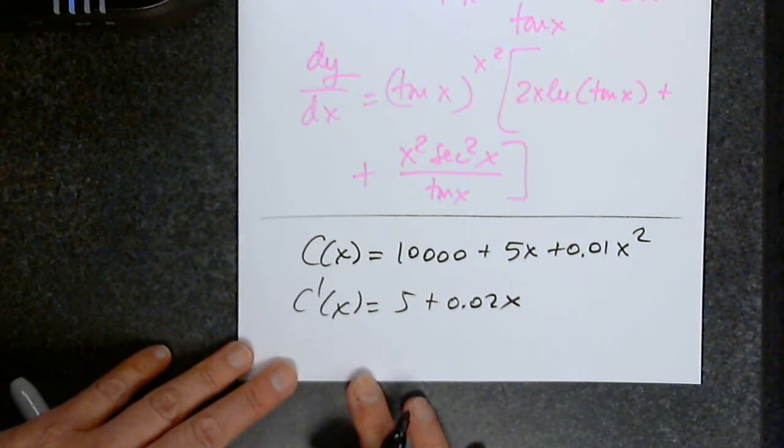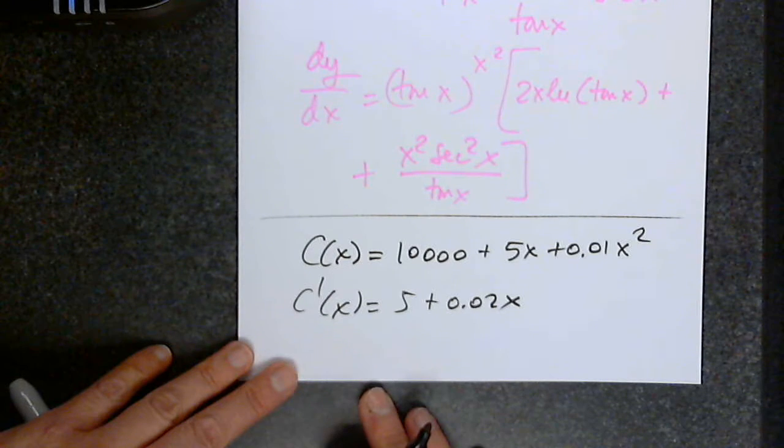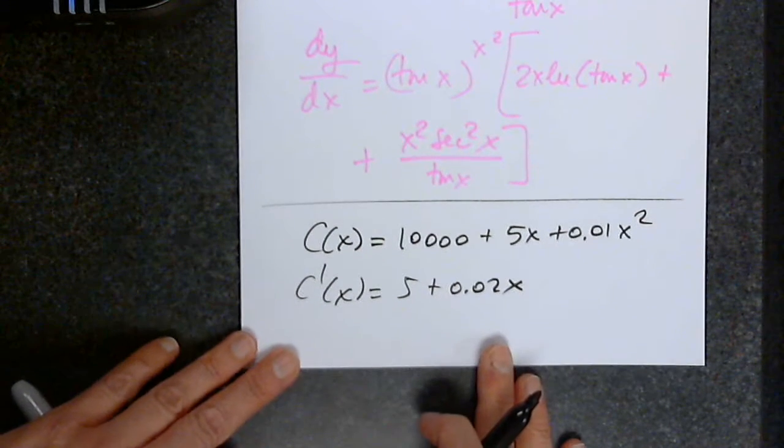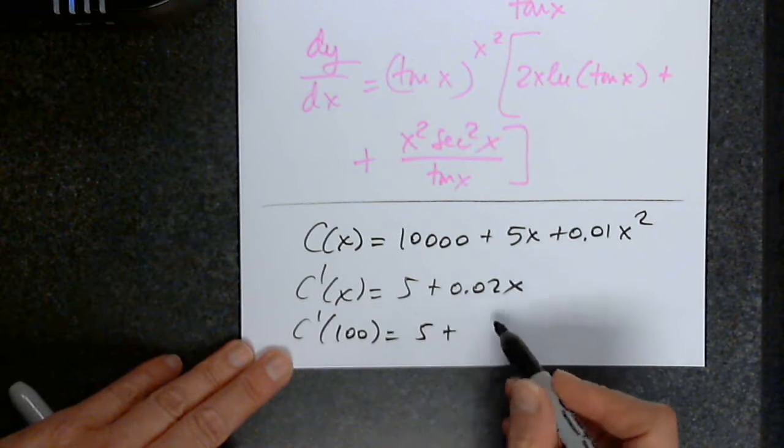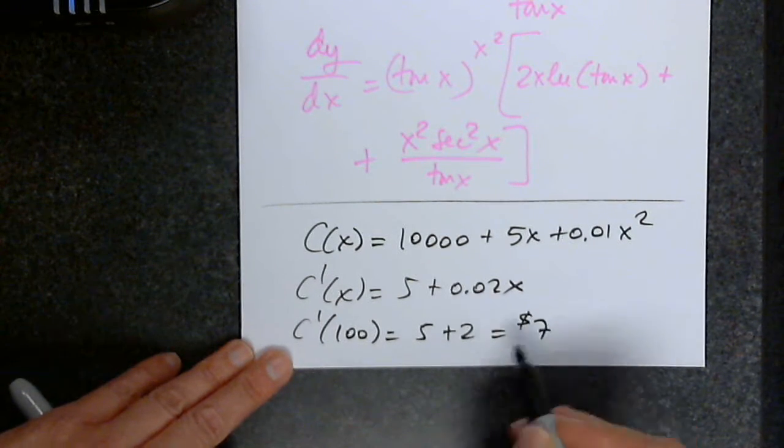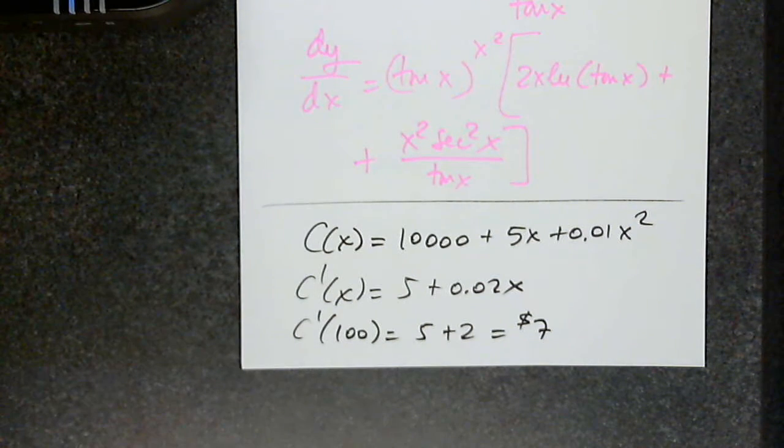And then B is find C prime of 100 and explain its meaning. C prime of 100 is 5 plus 2, which is $7. It's the marginal cost, which is by how much the cost increases when I manufacture 100 units. Now C, compare the answer from B with the cost of producing the 101st item.